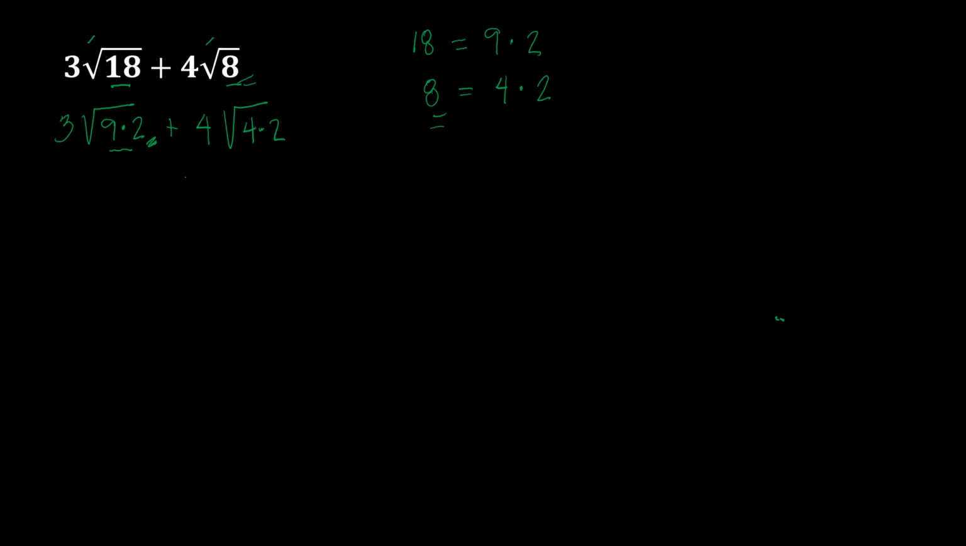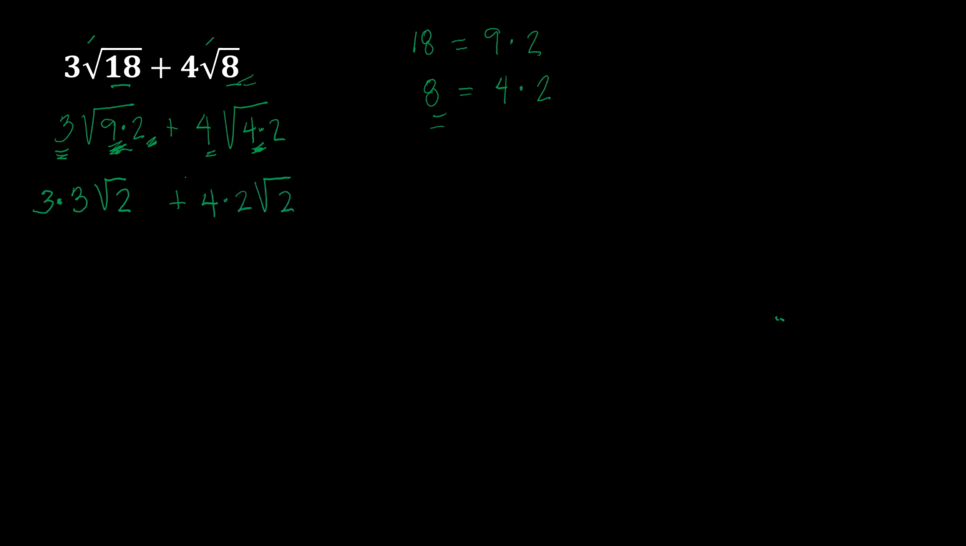So, pwede natin kunin ngayon yung square root ni 9 at saka square root ni 4. Pagkakuha natin ng square roots nila, kailangang i-multiply doon sa coefficient sa labas. So, halimbawa dito, square root ni 9 is 3. Kailangang i-multiply ngayon si 3 doon sa coefficient na 3. Then, copy natin yung square root of 2. Next, yung square root of 4, which is 2, is to be multiplied to the coefficient 4 naman. So, 4 times 2 naman yan. Then, copy natin yung 2.